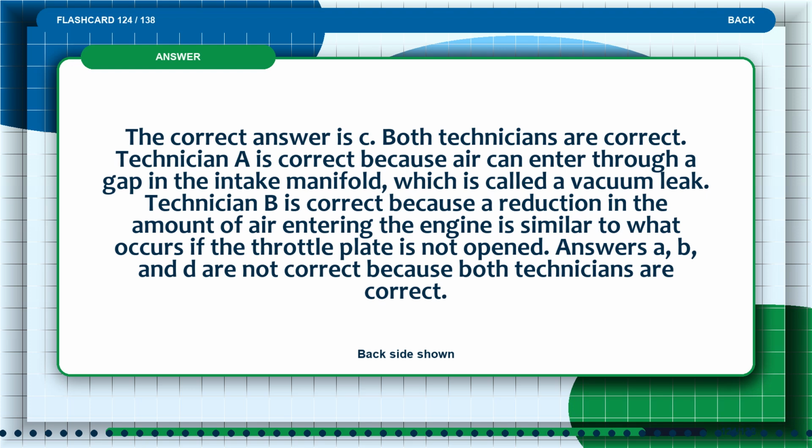The answer is. The correct answer is C. Both technicians are correct. Technician A is correct because air can enter through a gap in the intake manifold, which is called a vacuum leak.